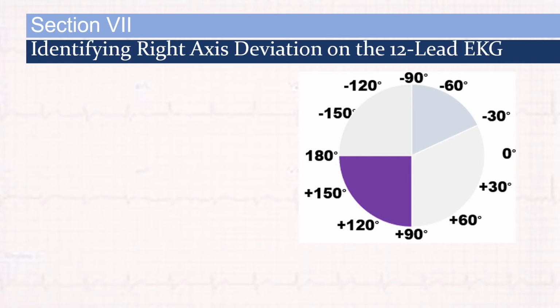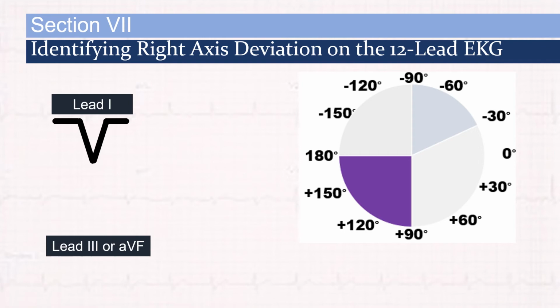If lead 1 has a predominantly downward-facing QRS from the isoelectric line, and lead 3 has a predominantly upward-facing QRS from the isoelectric line, this is considered right axis deviation.